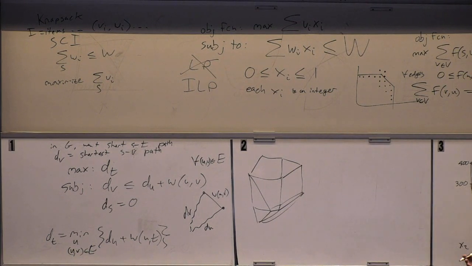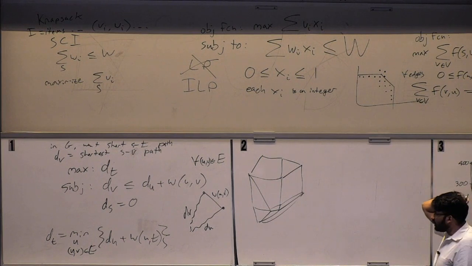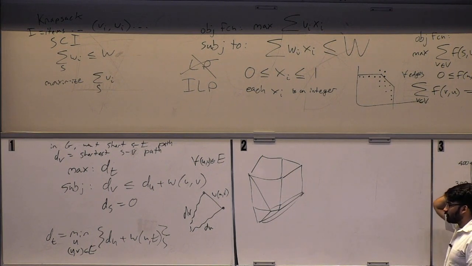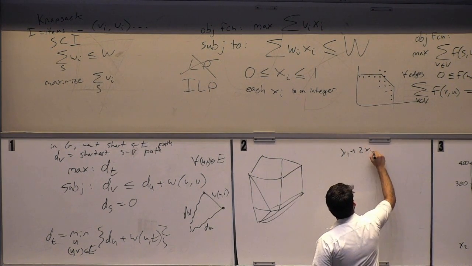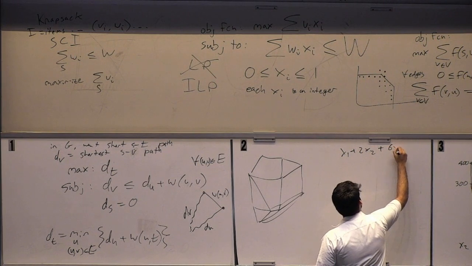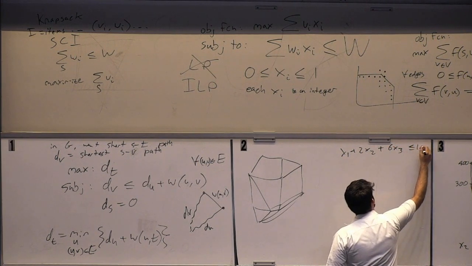Picture that. If you have the ability, you can take a cube. Can you guys picture a cube and rotate the cube in your mind, right? So take the cube and take the gem. This is a three-dimensional version, but I'm drawing on a two-dimensional board, so there's going to be some difficulty here. But this is an intersection of several linear inequalities. The inequalities are of three variables. It's going to be things like x1 plus 2x2 plus 6x3 is less than or equal to 100 or something like this, right?